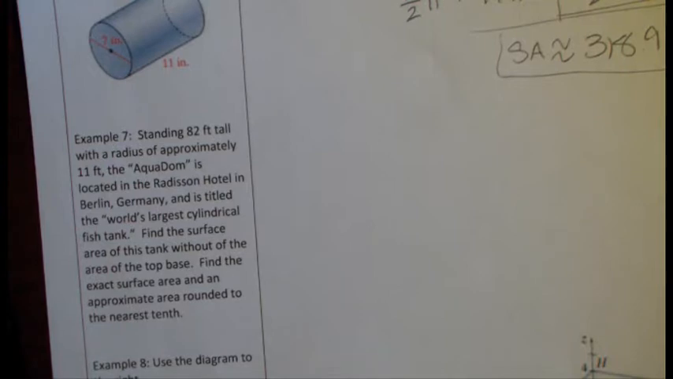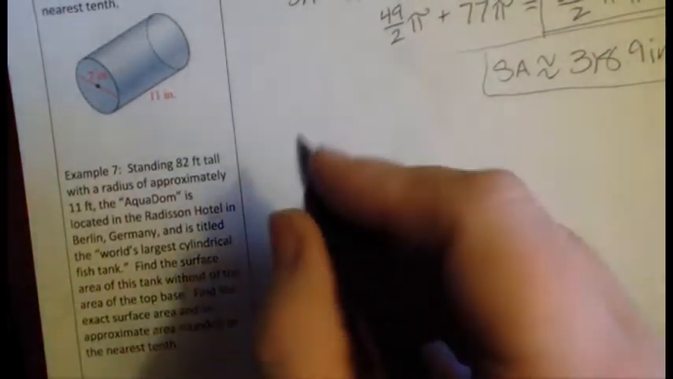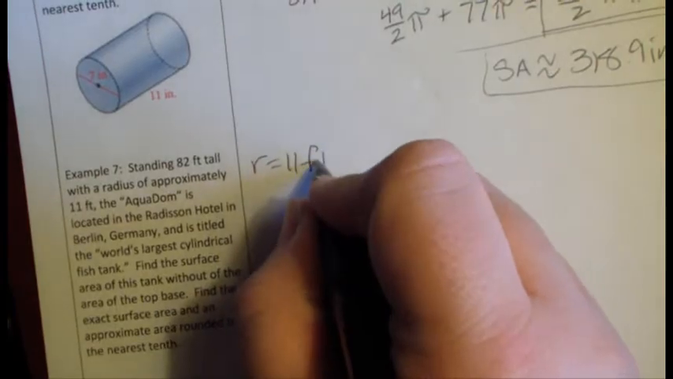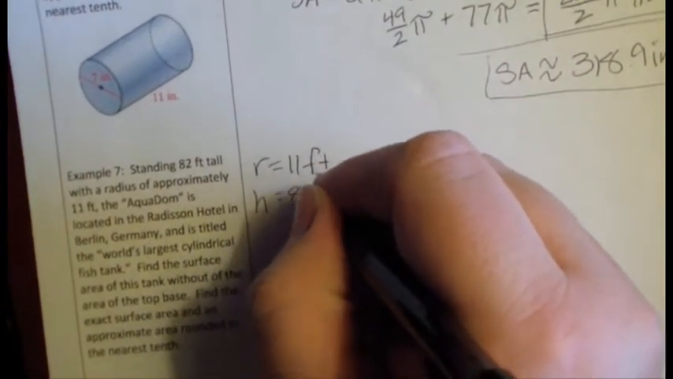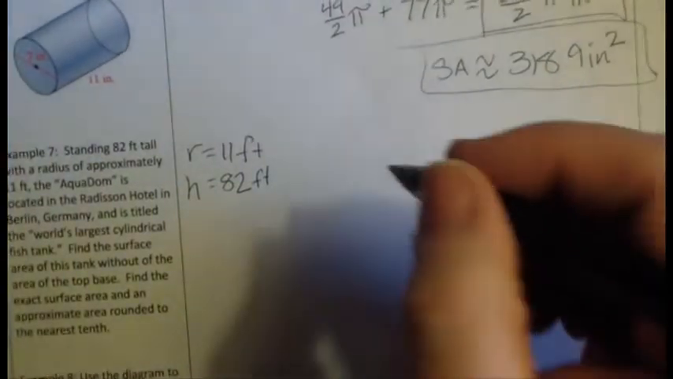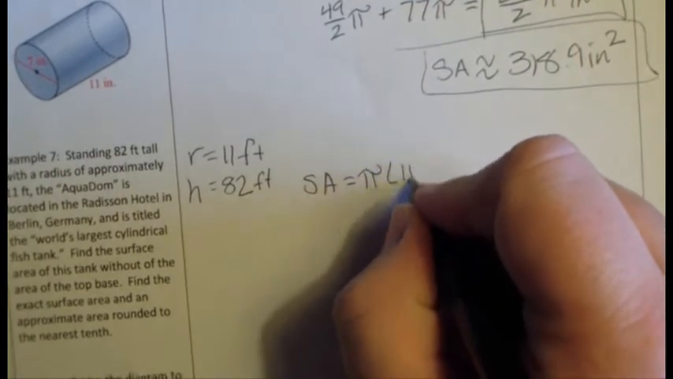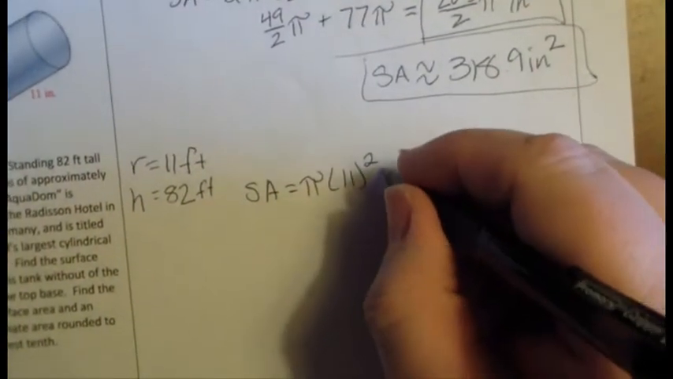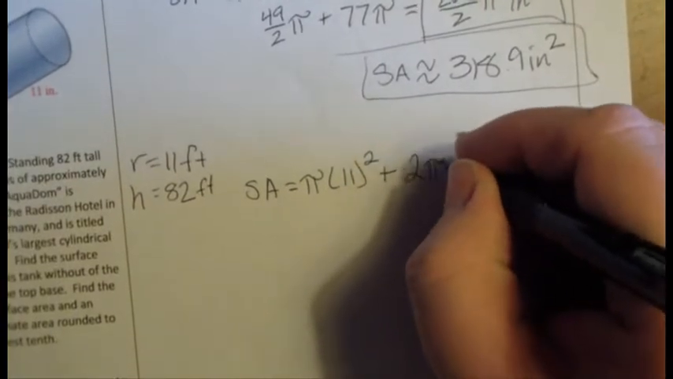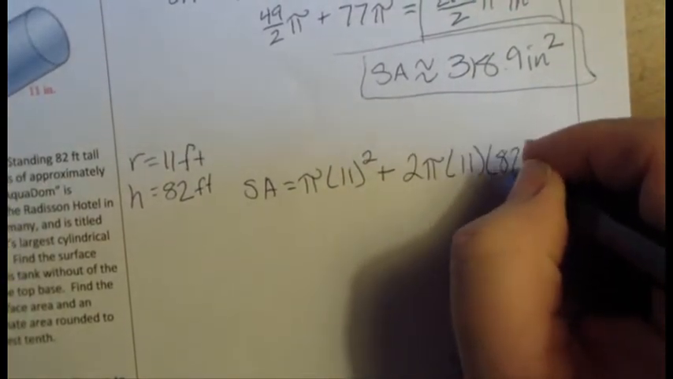So the only thing that's different with this one is our fish tank doesn't have a lid. So instead of having 2 bases in our formula, we're just going to have one base. So instead of 2 pi r squared, it's just going to be pi r squared. So we know our radius is 11 feet, approximately, and the height is 82 feet. So our surface area, one base, so pi r squared, and then our lateral area, 2 pi r h.